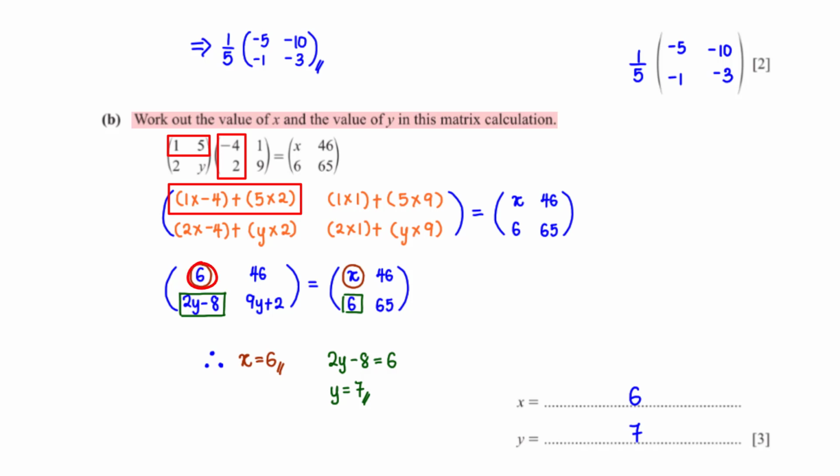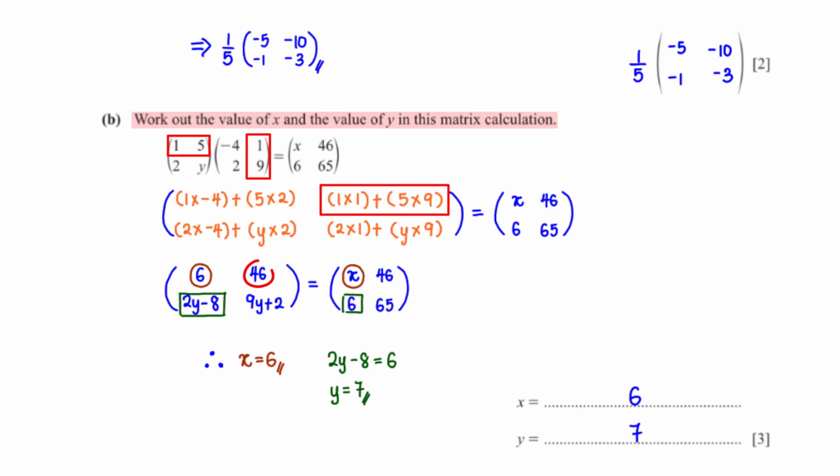This gives us 6. To get the number in this position, we multiply the elements in row 2 of the first matrix with the elements in column 1 of the second matrix. This gives us 2y minus 8. To get the number in this position, we multiply the elements in row 1 of the first matrix with the elements in column 2 of the second matrix.